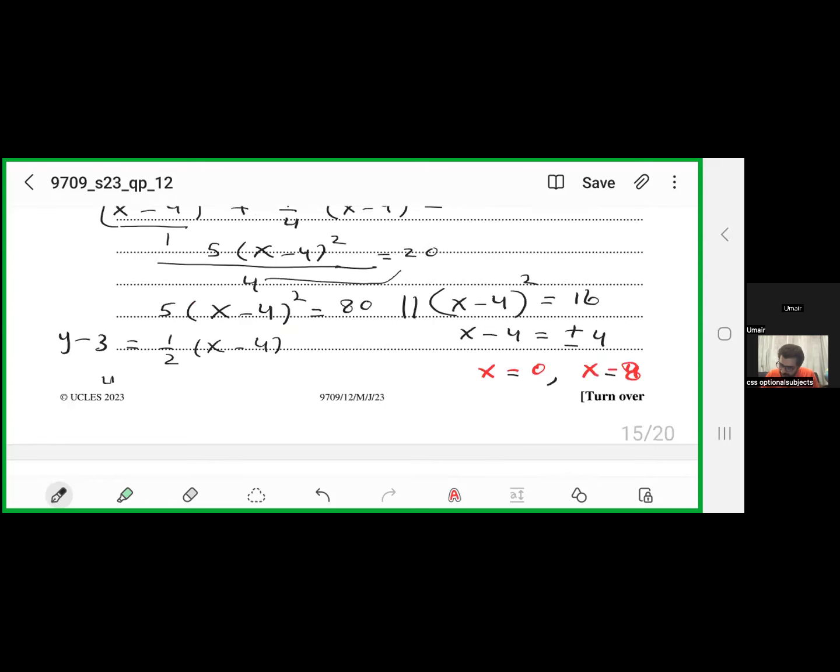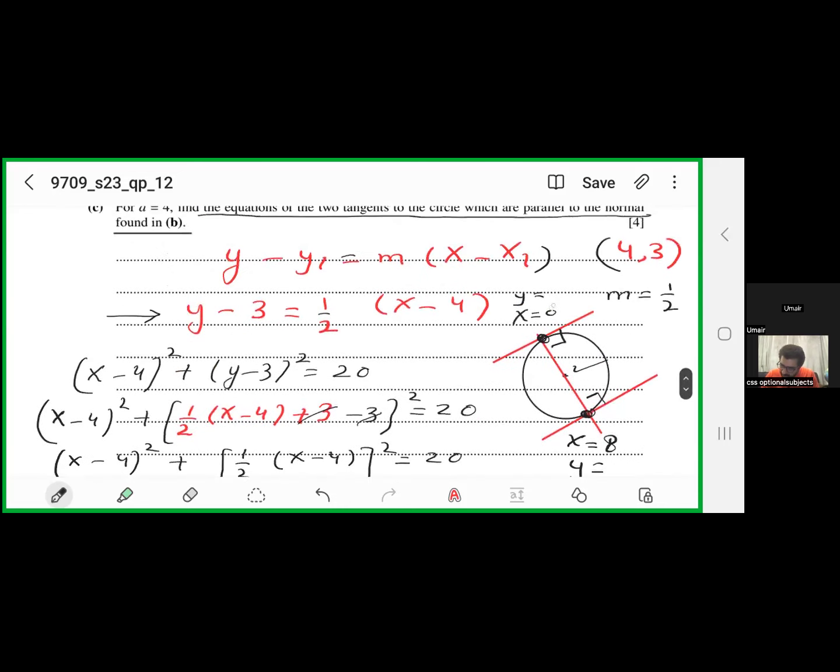when x is 0, y − 3 is equal to 1/2 (0 − 4). So y − 3 is equal to −4 over 2. So from here you can find y equal to −2 plus 3, which is 1. So y is equal to 1 when x is 0. Right here y equals 1. These are the coordinates for this point where the tangent and diameter are intersecting.